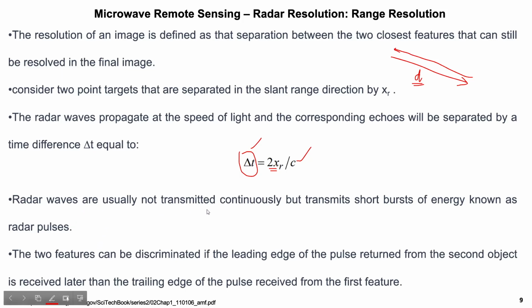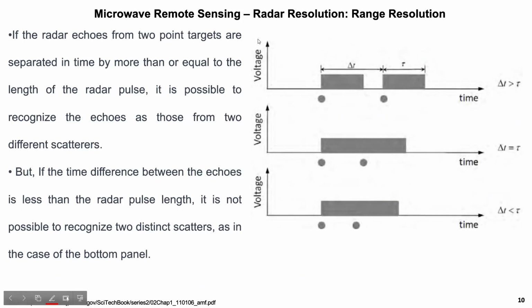And the radar waves are not usually transmitted continuously. It will first transmit a pulse, then it will be idle for some seconds, and later it will transmit the second pulse. So it will be a short burst of pulse. And two features can be discriminated only if the returning pulse is received later than your first pulse. So I will show that with this example.